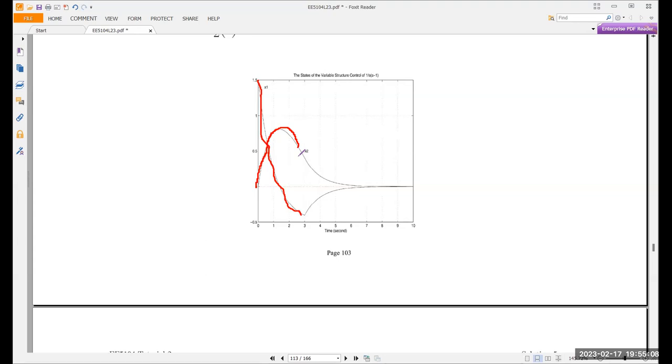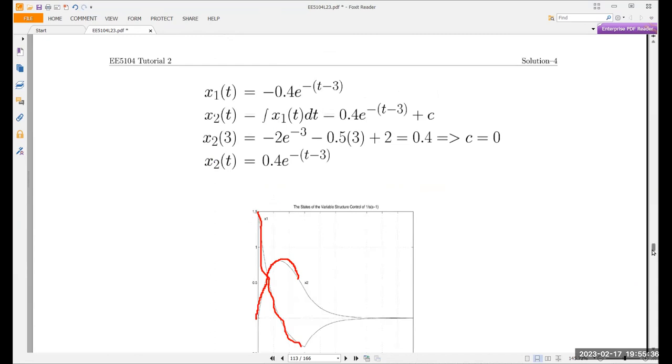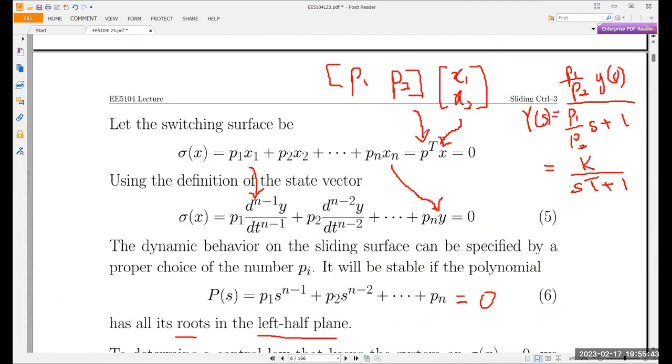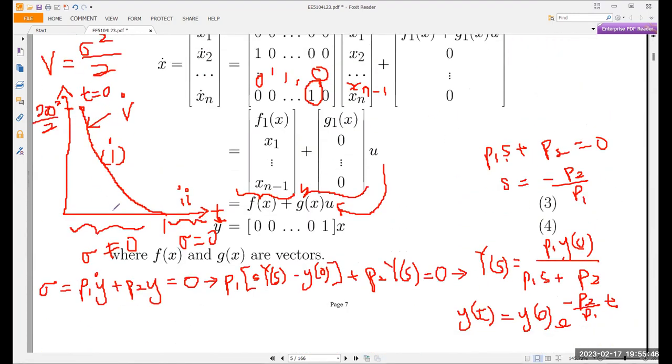Remember, in sliding mode, we have part one, part two. So far is part one, when sigma is not equal to zero. So this is part one. So I need to find out when part one ends and part two begins. Then part one will end here, then part two will begin.